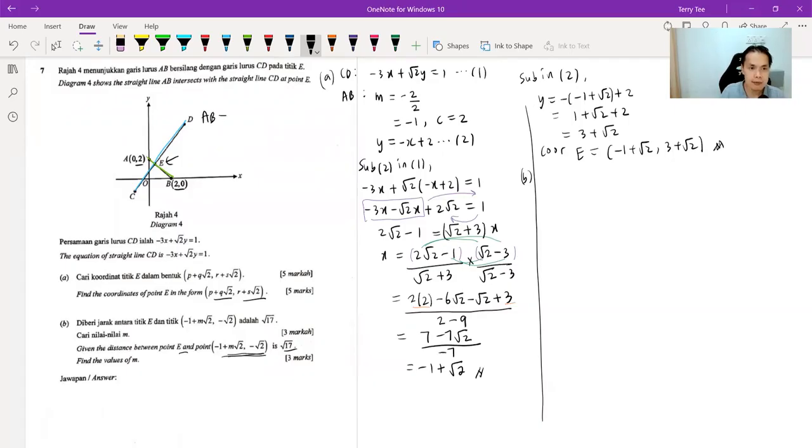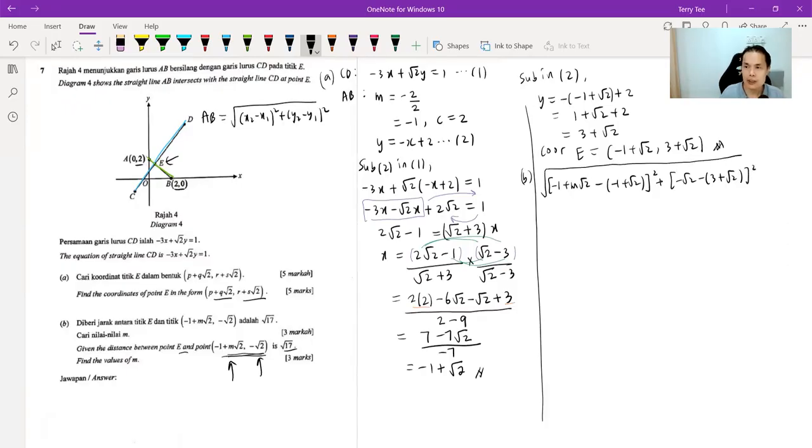The formula for distance AB, for example, is given by the square root of x2 minus x1 squared plus y2 minus y1 squared. My second point, I'm going to take this point. This one will be my x2, minus 1 plus m root 2, minus point E, x1, which is minus 1 plus root 2. I square it. Then I continue with my y2, which is minus root 2 minus 3 plus root 2, close bracket, square. The result is square root 17.